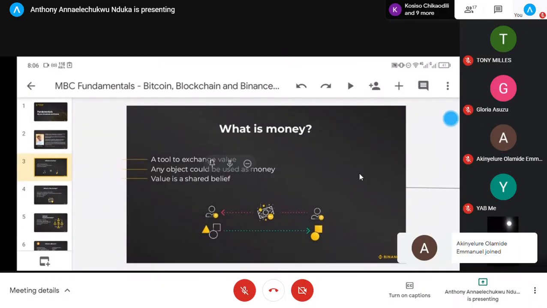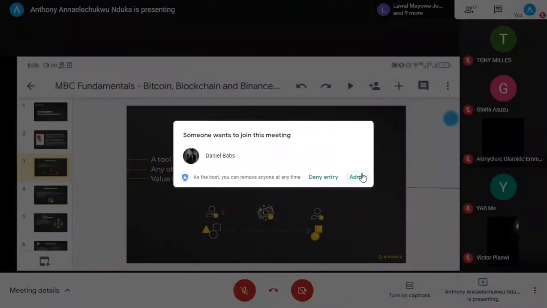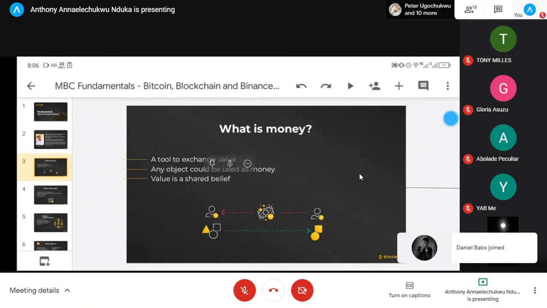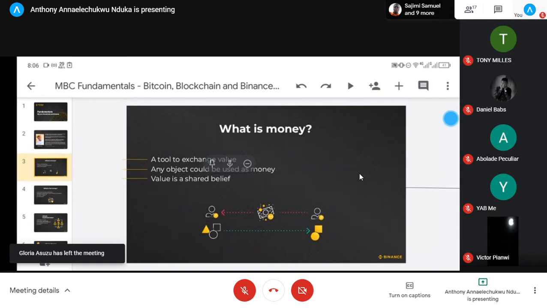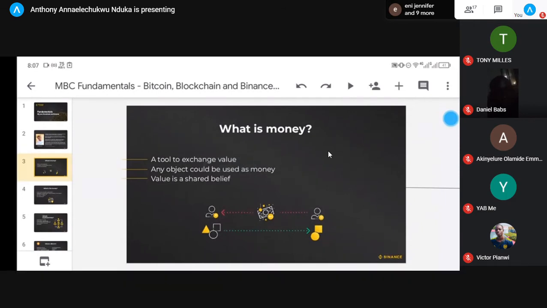Now, what is money? As we have on the screen, it says money is a tool to exchange value, any object can be used as money, and value is a shared belief. I'm going to explain this starting from the bottom, that's the last. Money is a shared belief. Value is a shared belief.